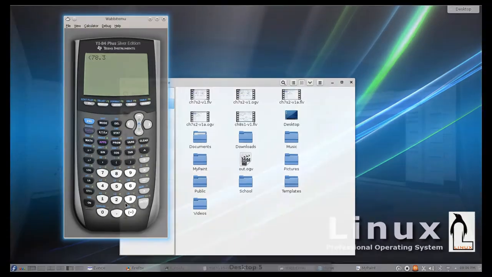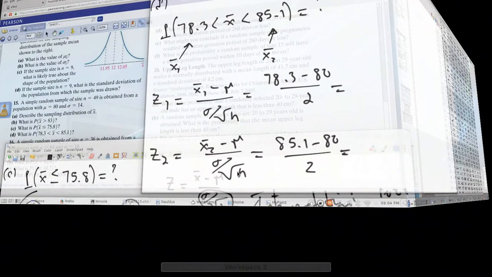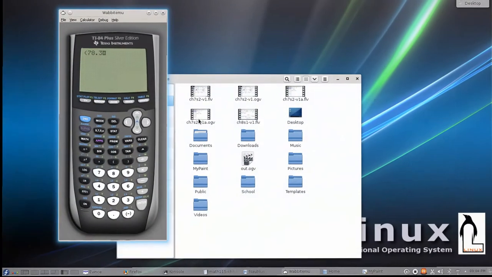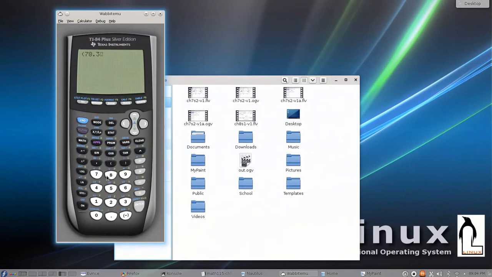Let's double check the value again. Okay, that's 78.3 for the first equation, right? So 78.3 minus 80 divided by 2. So minus 80. Oops, I think I did it wrong. Let me, minus.